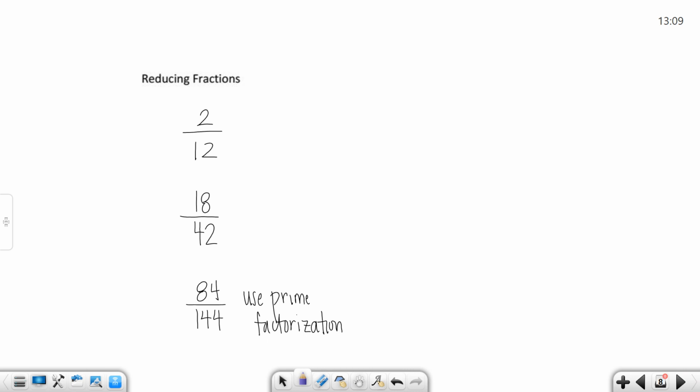So if you know what goes into it, for example, I know that 2 and 12 are both even, so using our divisibility rules from earlier this semester, I know I can divide both of these by 2. What you do to the top, you do to the bottom. So 2 divided by 2 would leave me with 1, and 12 divided by 2 would leave me with 6. So this would equal 1/6.